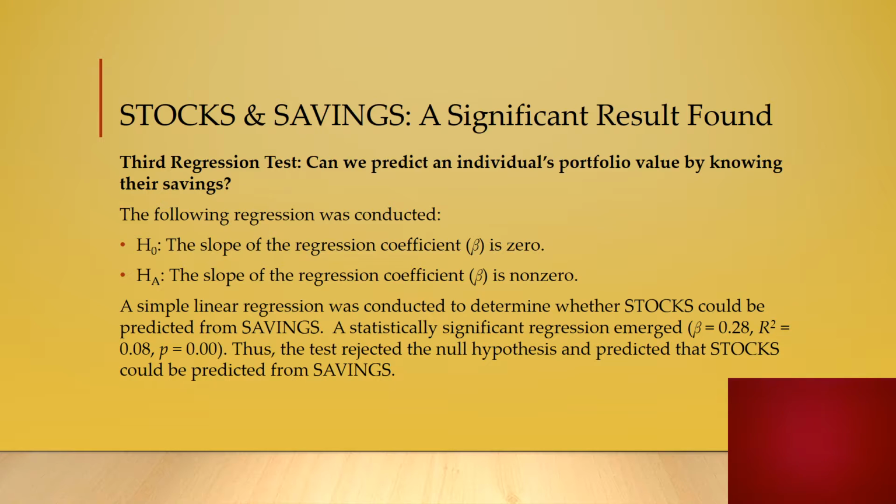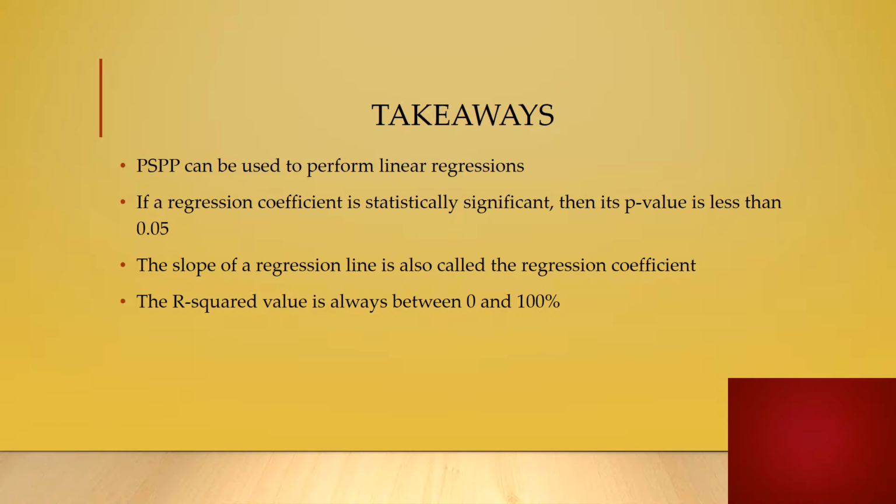So a simple linear regression was conducted to determine whether stocks could be predicted from savings, and a statistically significant regression emerged with a beta value of 0.28, an R-squared value of 0.08, and a p-value of 0. So thus the test rejected the null hypothesis, and we predicted that the portfolio value of stocks could be predicted from a person's savings.